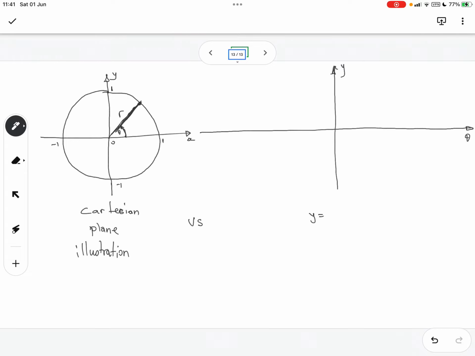Versus y equals, or rather function of theta, right? So the Cartesian plane illustrates how these work in terms of x and y. But that doesn't mean it ends there with trig. And we're going to illustrate why. We're going to demonstrate why. It doesn't just end there with trig.